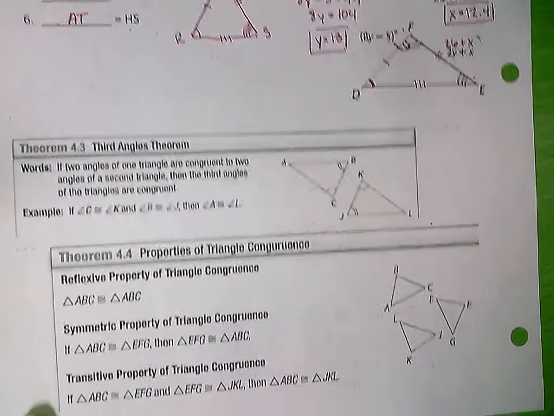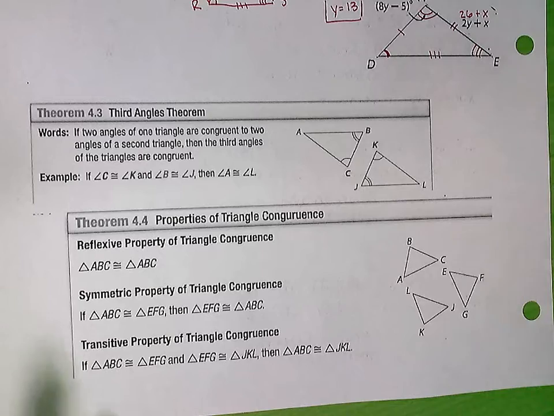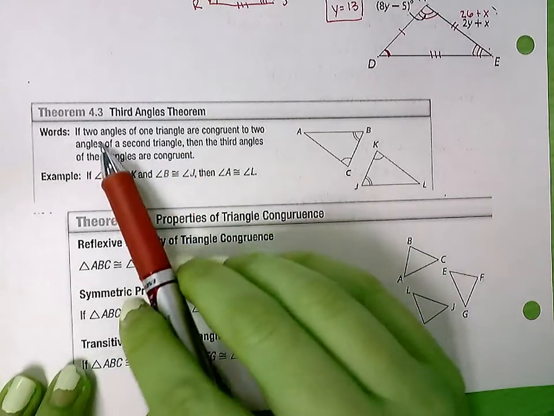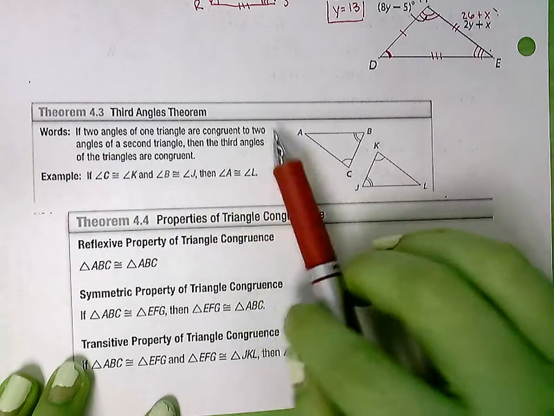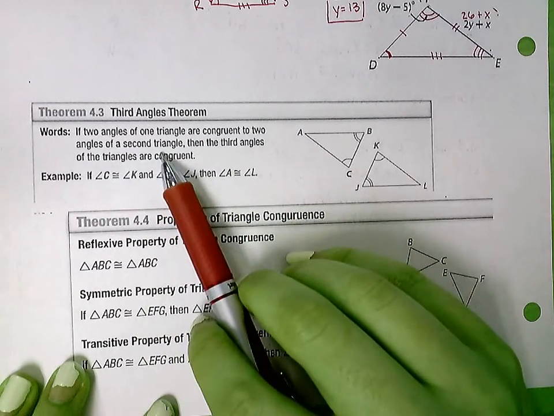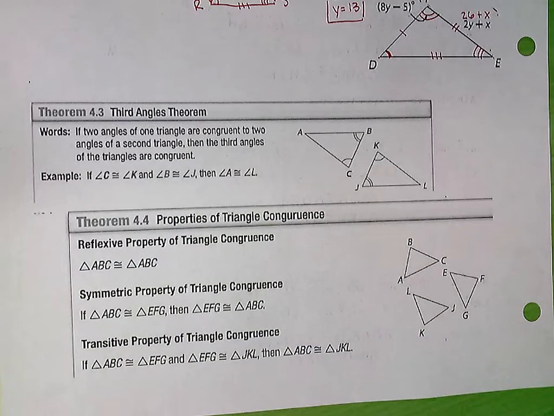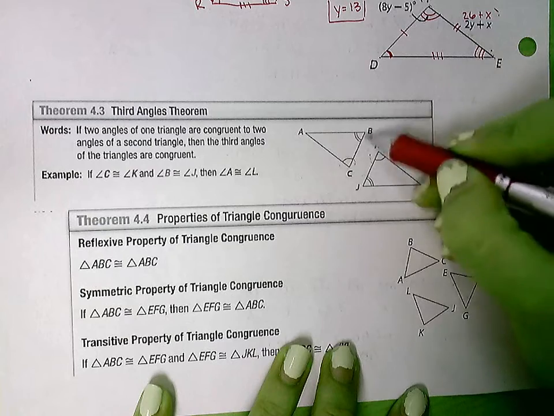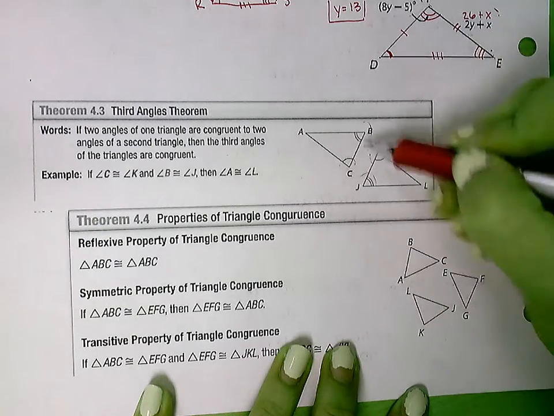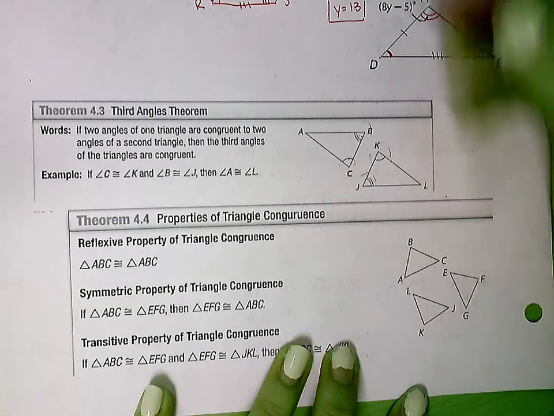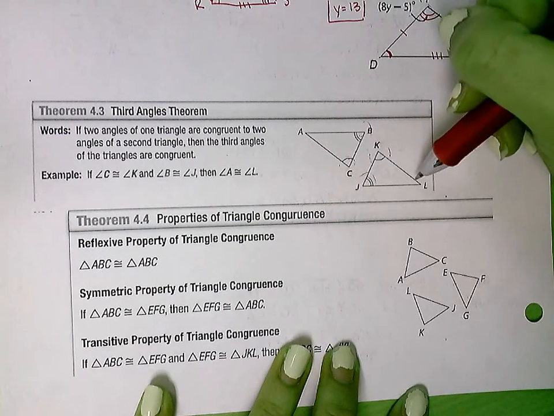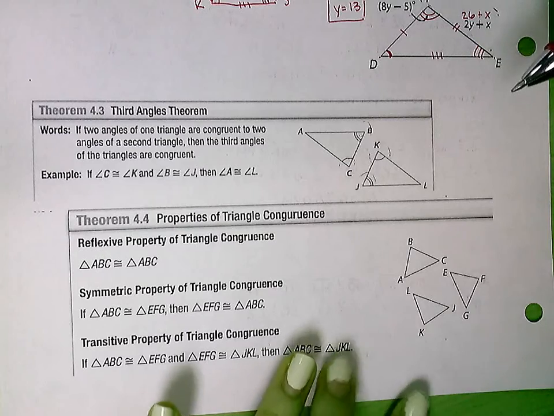All right, just a couple of theorems and properties on the bottom then. This first one here is the third angles theorem. If two angles of one triangle are congruent to two angles of a second triangle, then the third angle must be congruent. So if I know C is congruent to K and B is congruent to J, if I were to subtract them from 180, I would get the same answer for A and L, so those must also be congruent.